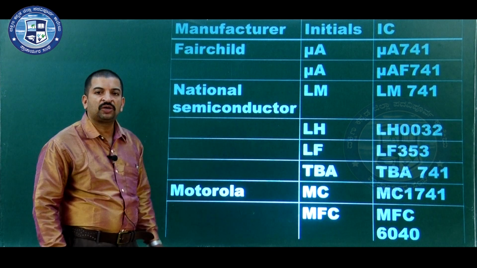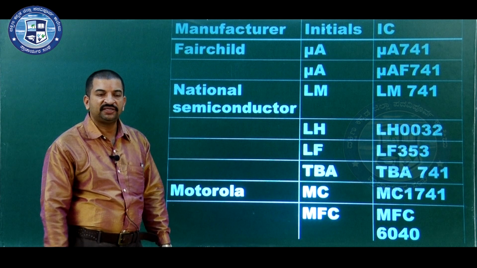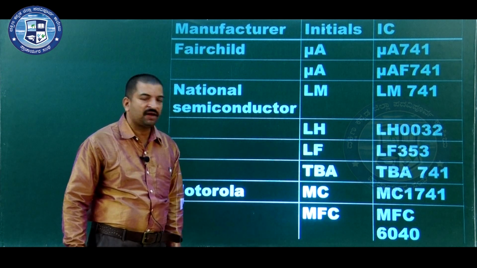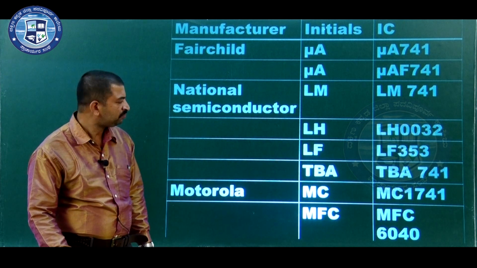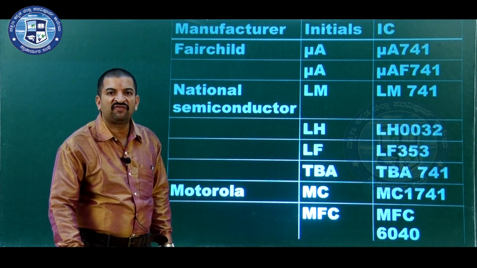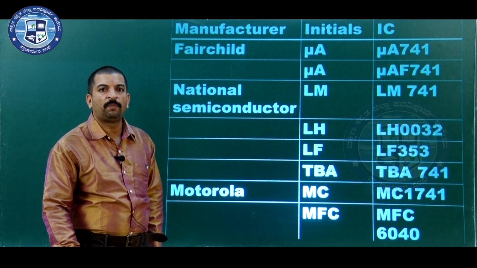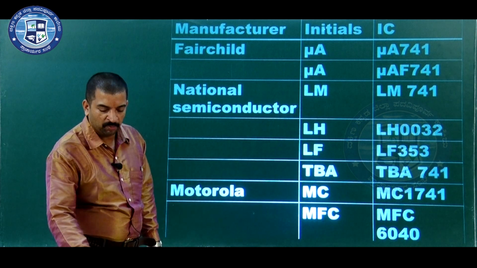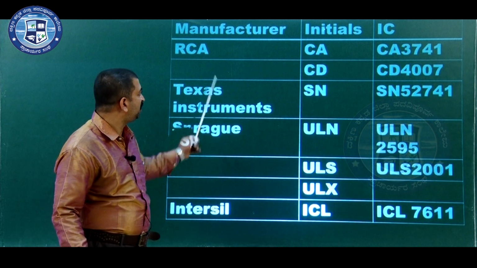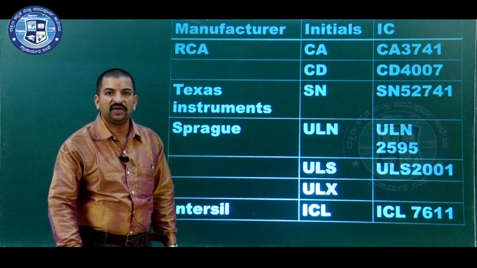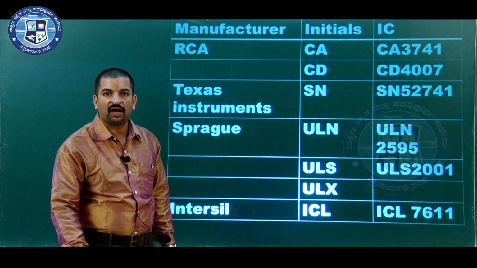And next is the Motorola company. In these ICs, the initials may be MC or MFC. The MC 1741 and MFC 6040 are op-amp ICs manufactured by Motorola Semiconductors. And then RCA, another company, Radio Corporation of America.